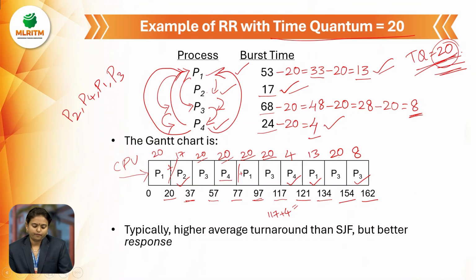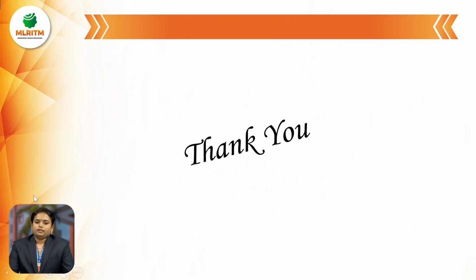Like that, first P2, then P4, then P1, then P3 are executed in this CPU. Typically, higher average turnaround than SJF, but better response. Here, turnaround time is very high, but it is having better response because we are giving CPU time quantum. These are the 4 CPU scheduling algorithms. That's it. Thank you.